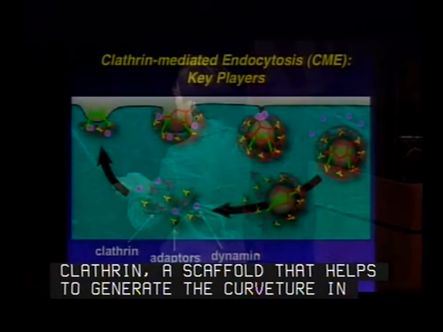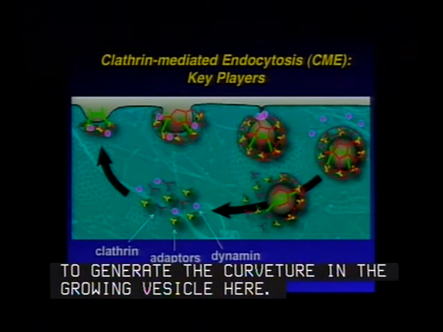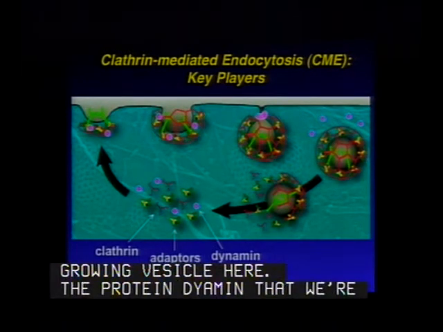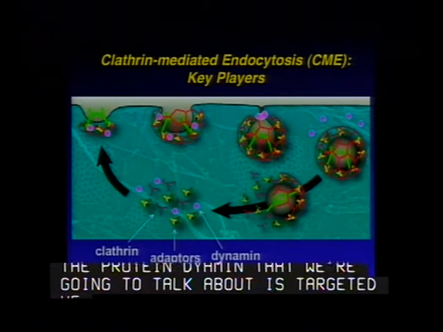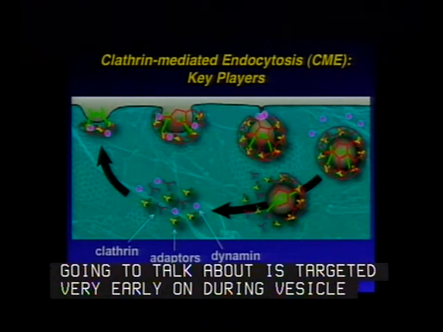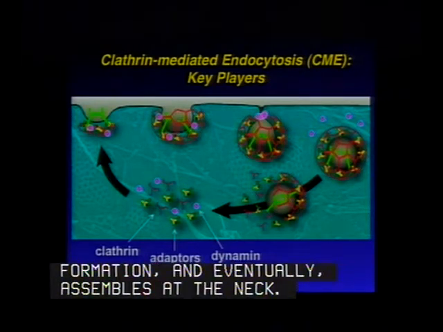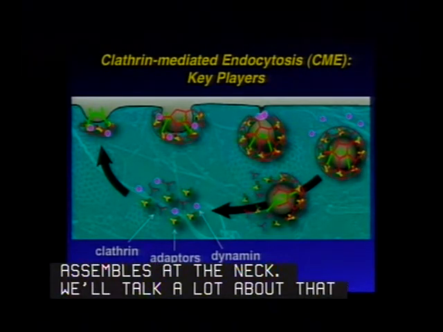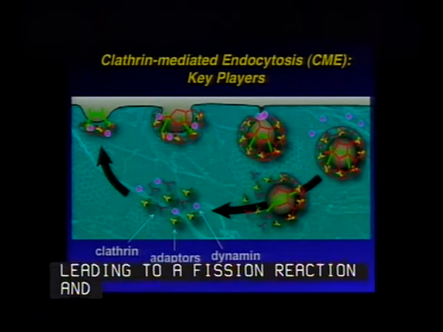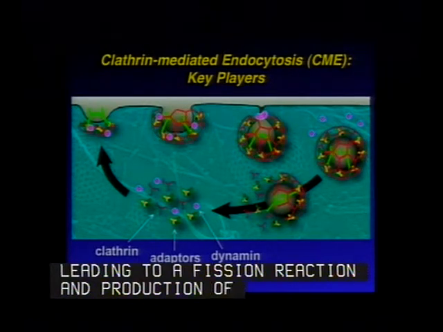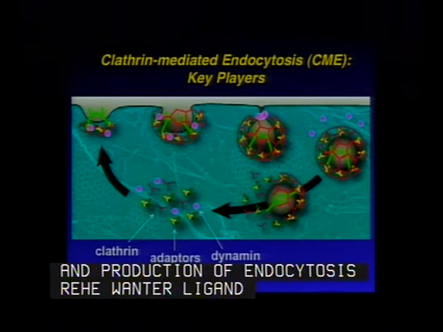The protein dynamin that we're going to talk about is targeted very early on during vesicle formation and eventually assembles at the neck. We'll talk a lot about that, leading finally to a fission reaction and the production of an endocytic clathrin-coated vesicle that carries a concentrated load of receptor-ligand complexes, cargo, into the cell.